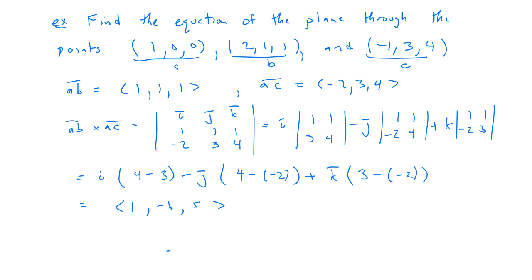And so take the cross product again: i, j, k, reading across the first row, get rid of the row and the column, get rid of the row and the column, get rid of the row and the column. Sorry about that. And then the forward diagonal minus the back diagonal.